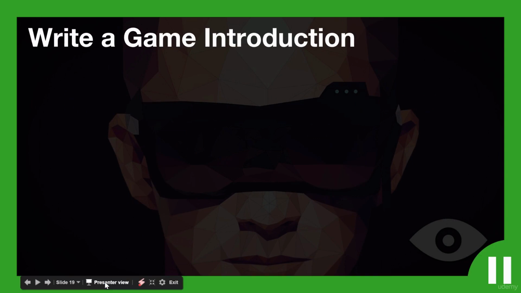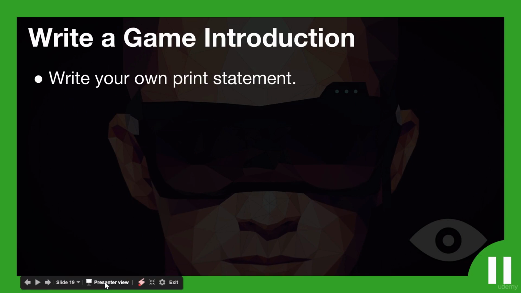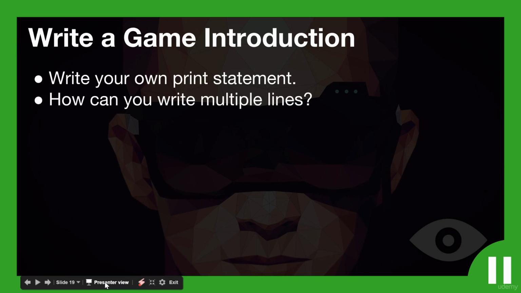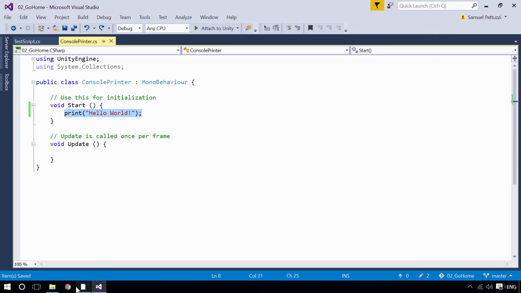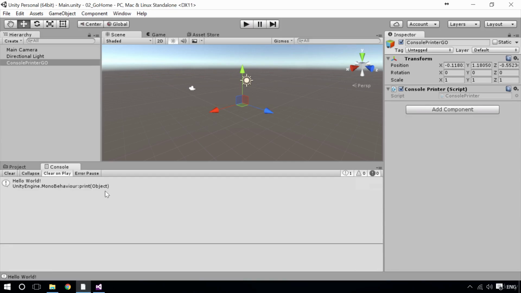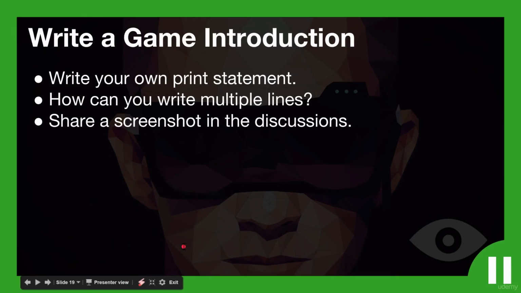Now it's time for a challenge. I'd like you to write a game intro to our Go Home game. I'd like you to print your own print statement. And can you write multiple lines? How would you give multiple instructions to your actor? And then share a screenshot, both of the code and of the console, in the discussions. Okay, so pause the video and test out your knowledge.